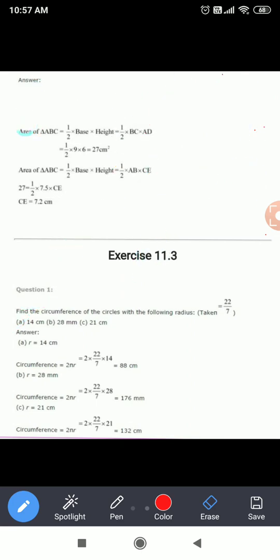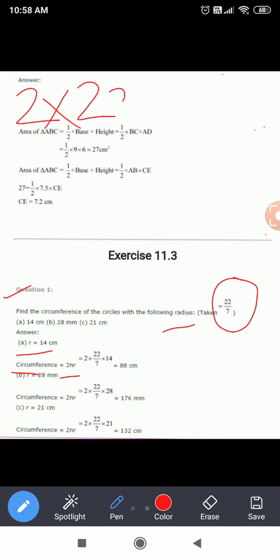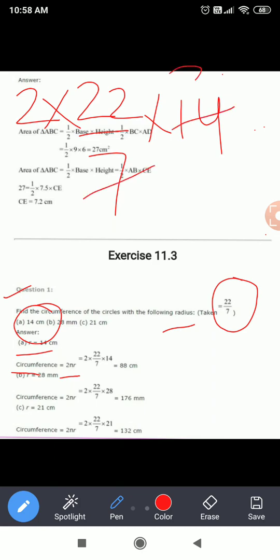Now question number 1. In this, we are asked to find the circumference of the circle with the given radius. For the first part, the radius is 14 centimeters. We know circumference is 2 pi r. So we will keep 2, the value of pi is 22 by 7, and r, the radius, is 14 centimeters. 7 2s are 14.